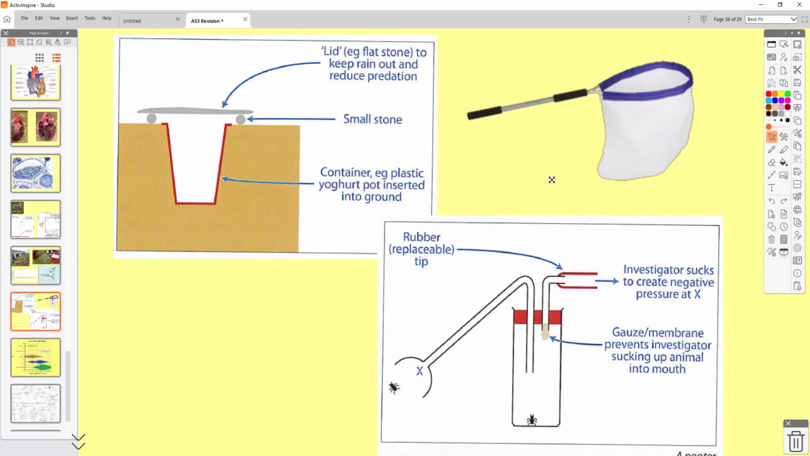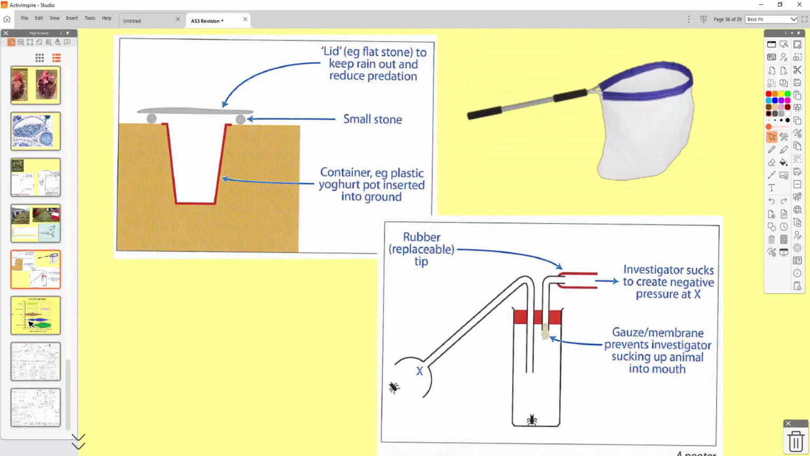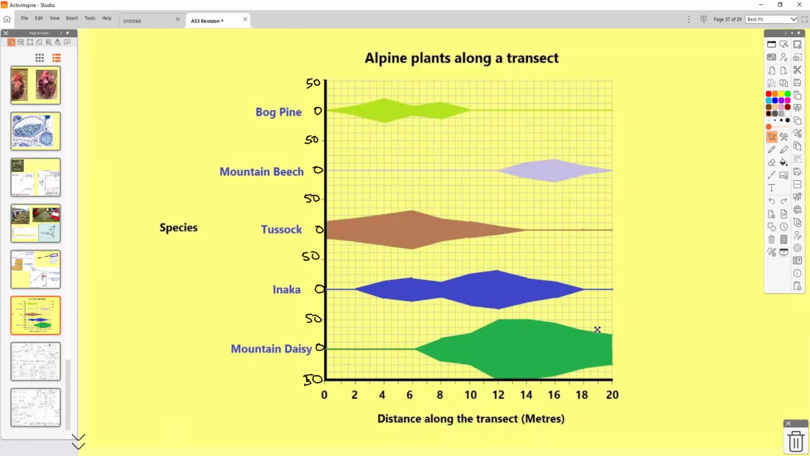If you're sampling trees or rivers or lakes, you would use a sweep net. Or even long grass, you might use a sweep net to try and catch insects to sample those types of areas. What you can do with that is to make a kite diagram.